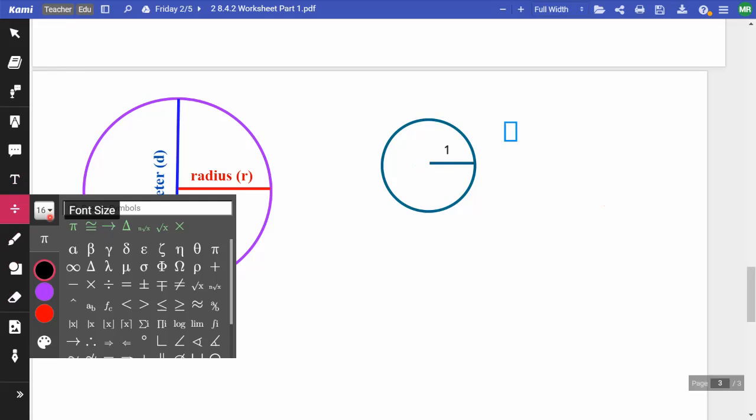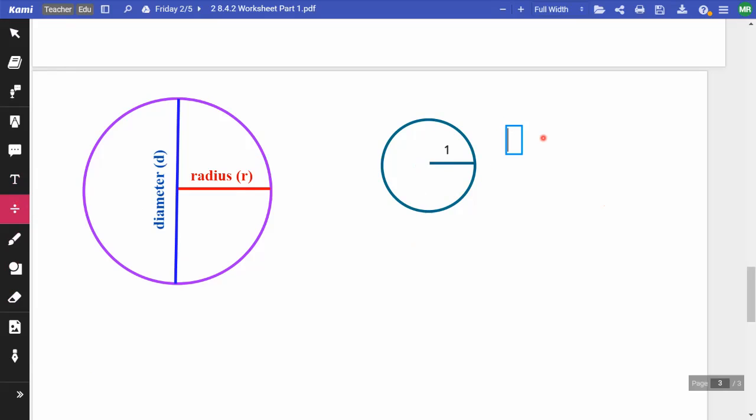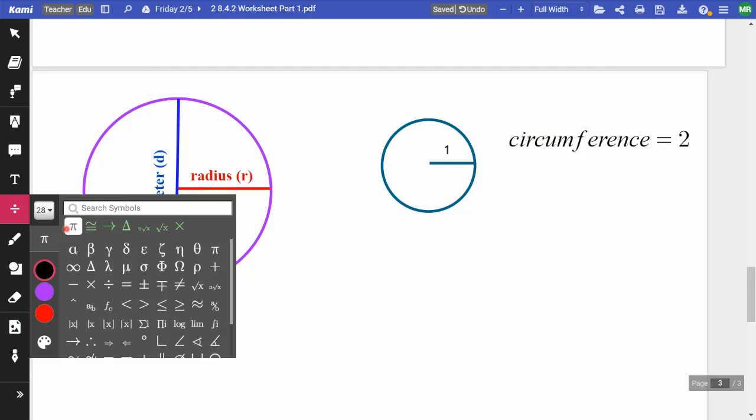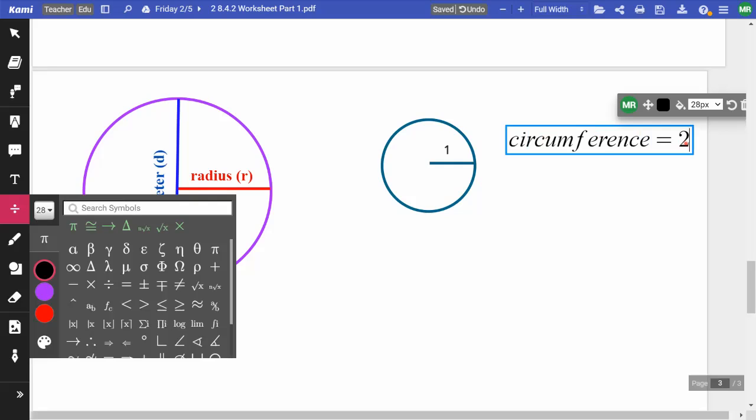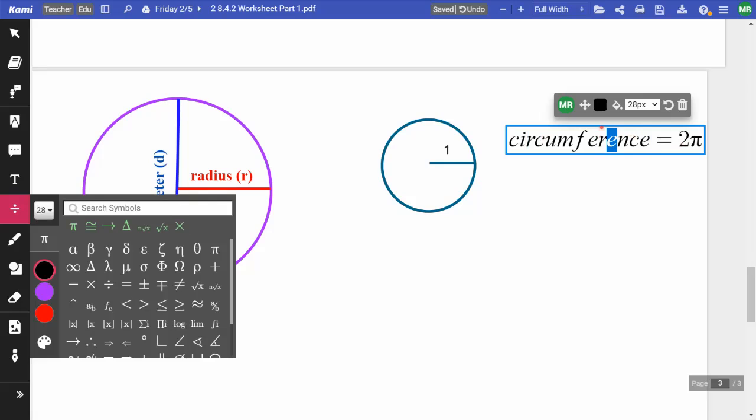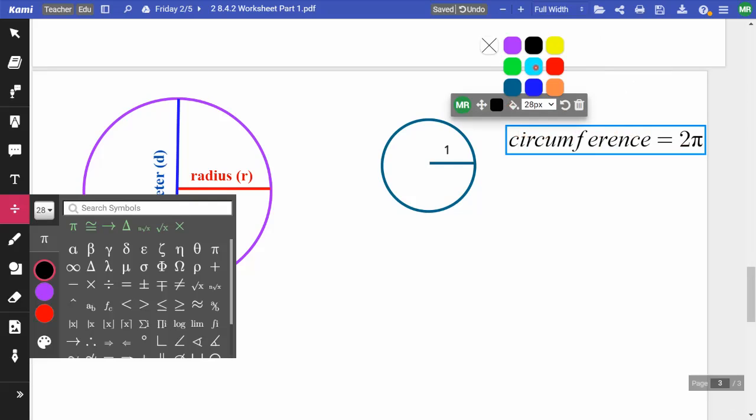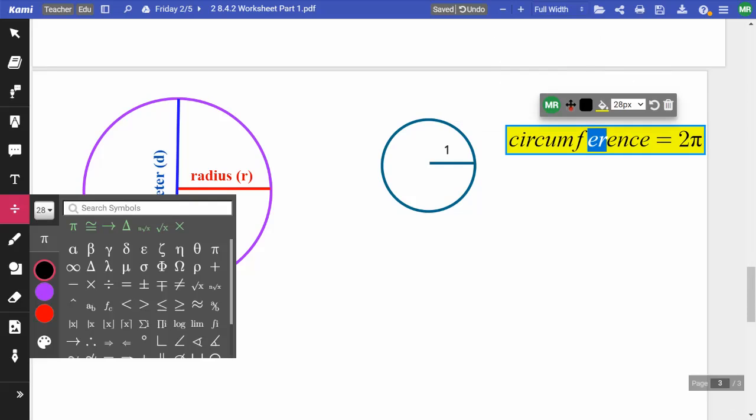Here, let me make this slightly bigger. We are going to get our area. Well, I'm going to start with the circumference first. So our circumference was equal to, again, 6.28, which is 2 pi. So that is our circumference of a circle of radius 1.